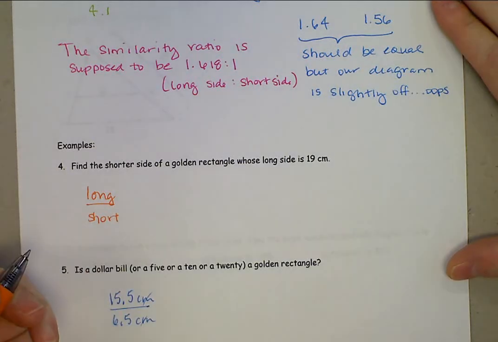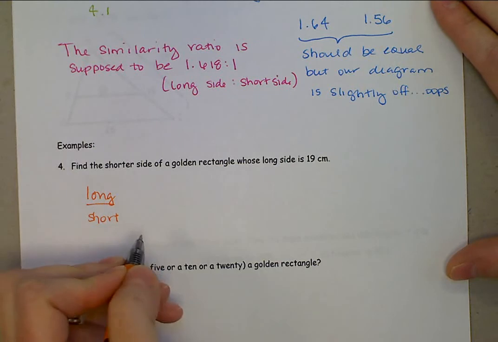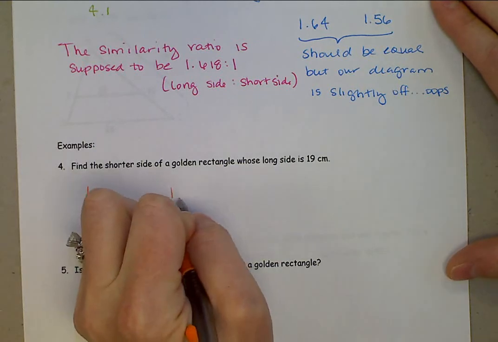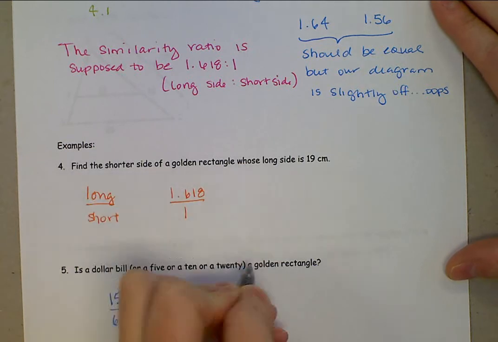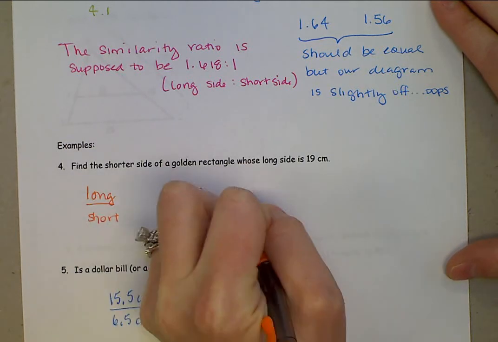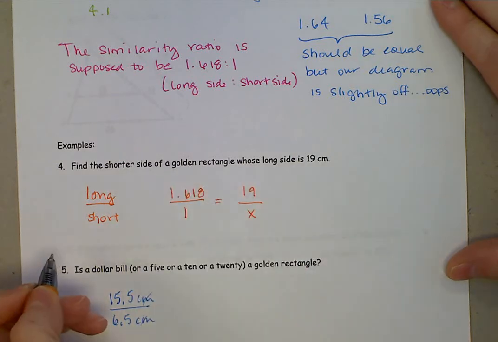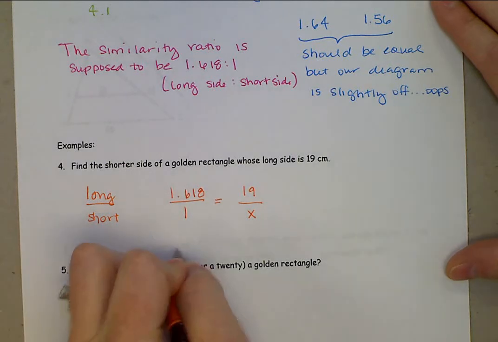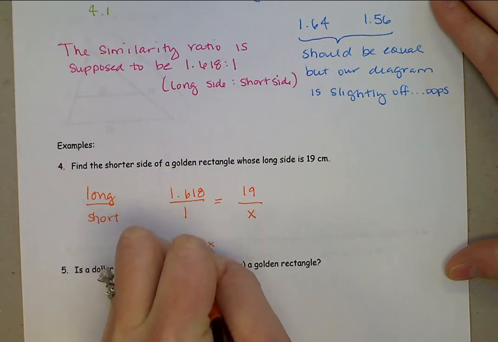It tells us that the long side is 19 centimeters. We also know that the ratio is 1.618 to 1. So our proportion is going to be 1.618 over 1 equals the long side 19 over x, because we're trying to find the shorter side. When you cross multiply, you get 1.618x equals 19.